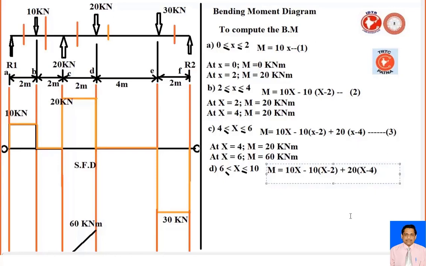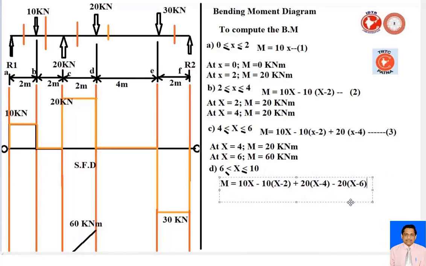Then the sign is again in the downward direction, so the value is negative: minus 20(x minus 6). This is equation number 4.